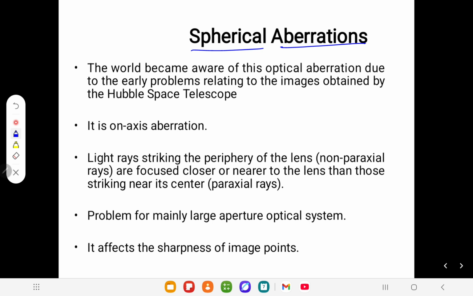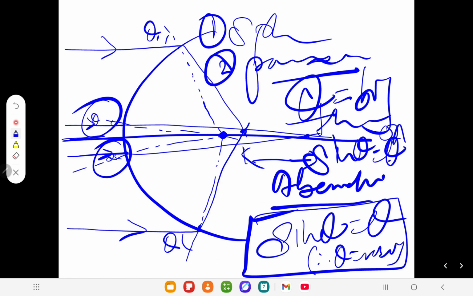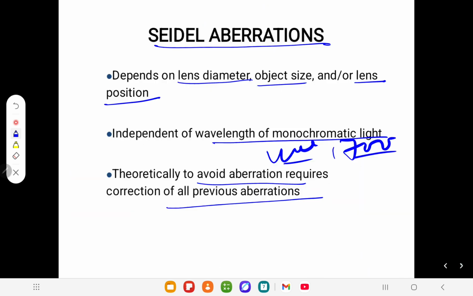Light striking the periphery of the lens, the non-paraxial rays, is focused closer to the lens than those striking at the central paraxial rays. Isn't it? That picture I have already drawn here. Light striking the periphery, which is not paraxial, focuses closer to the lens, and light striking closer to the optical center, the paraxial rays, always focuses behind the lens. And this picture also tells you about spherical aberration.